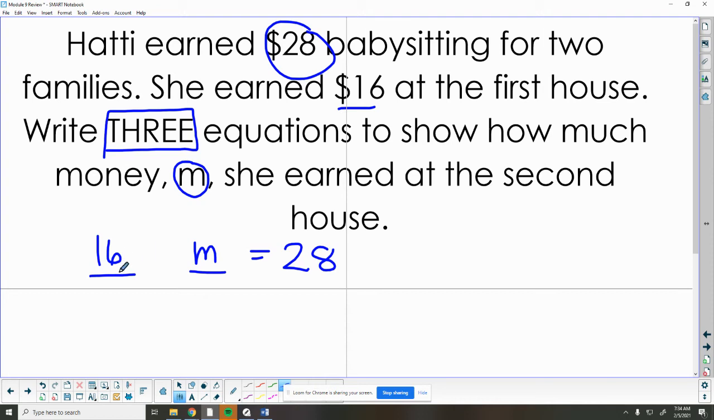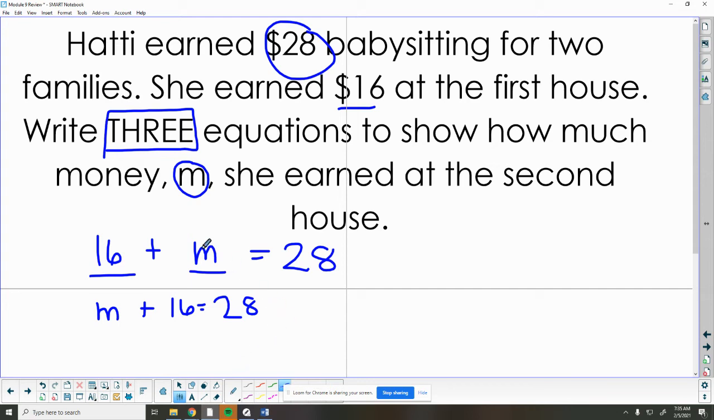So she had $16 from the first house. She got M and it equals 28. What operation would we put here? She had the first house, the second house. We're putting them together to get a total of 28. This would be an addition problem. We could also flip all of this around. We could say 28 equals m plus 16, use that commutative property. I could even say this was the second house, here's my first house, and she got $28.